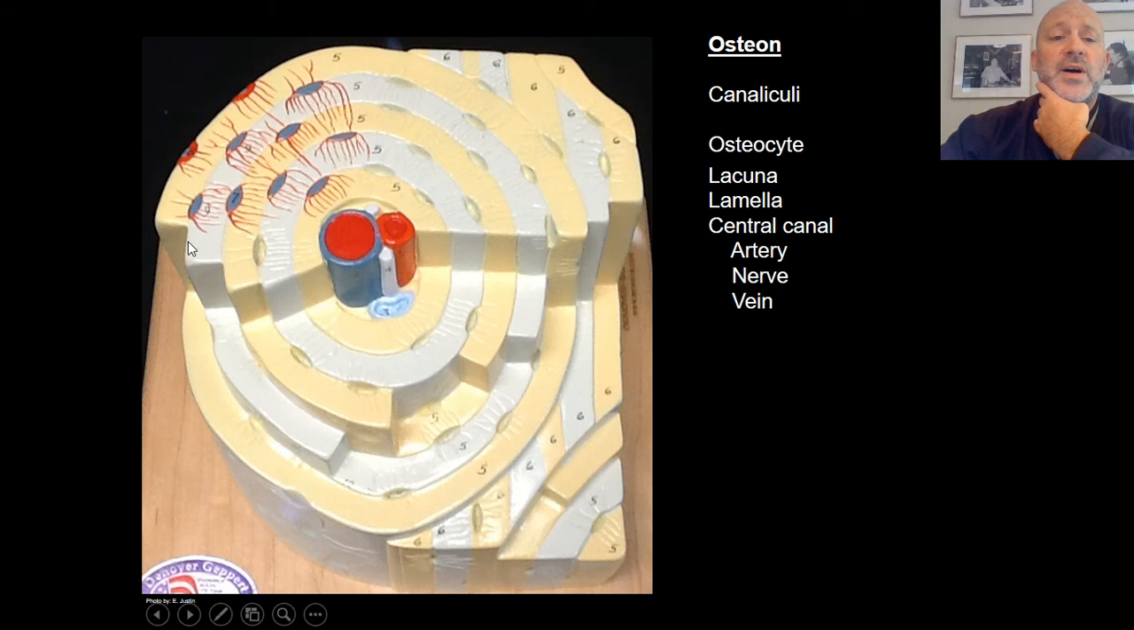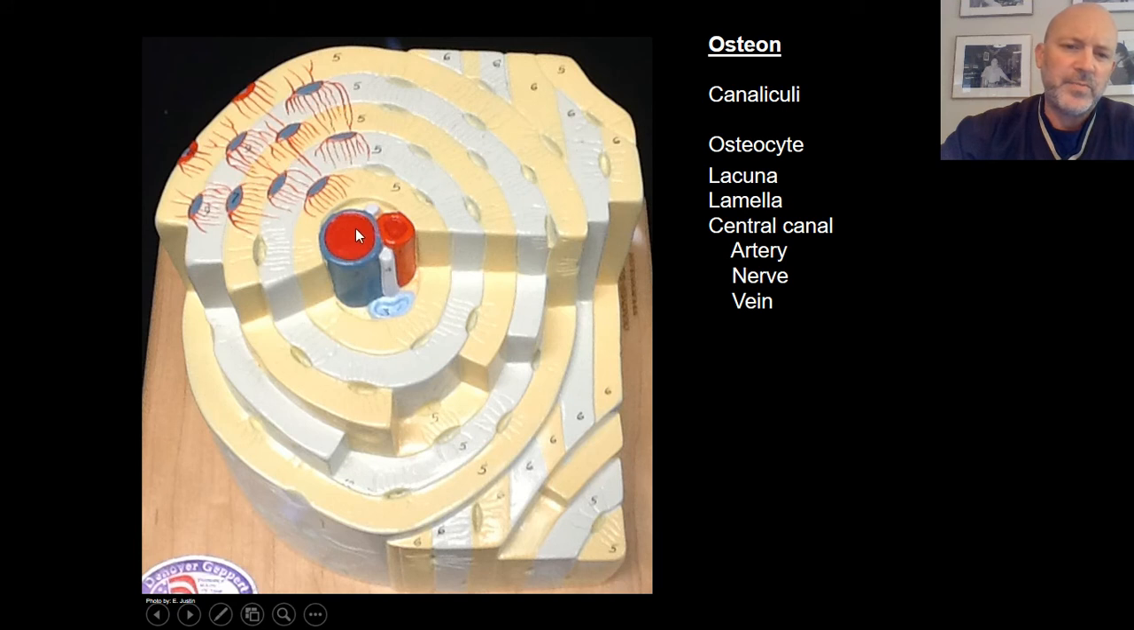So this is one osteon. Would be a model that we would have on our tables. This is one functional unit for bone called the osteon. You can see there's different layers here. These layers are called the lamella. This osteon has a couple different layers. If we start in the center, this would have blood vessels and nerves. So this would supply nutrients and oxygen to the bone cells.